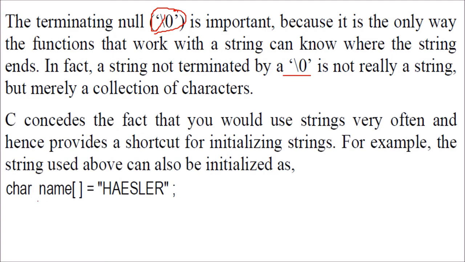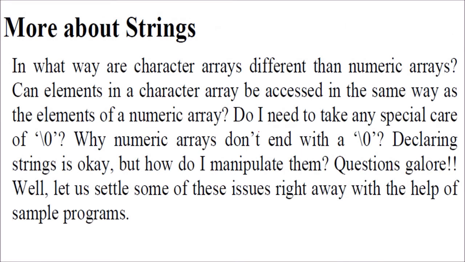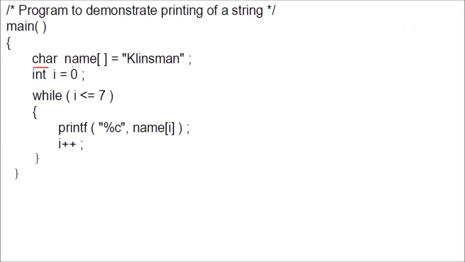But C actually conceals this from us. How? If we initialize a character array like this, you just have to write this. It is concealed because there is always a \0 which C puts here. This is not necessary for us to write, but C will automatically insert a \0 here. So \0 becomes very important. Now the question arises, how are we going to deal with this string? We'll see some programs. This is a character array in double quotes. Inside this you have a series of characters, and this has already become a string. A \0 is added here by C.